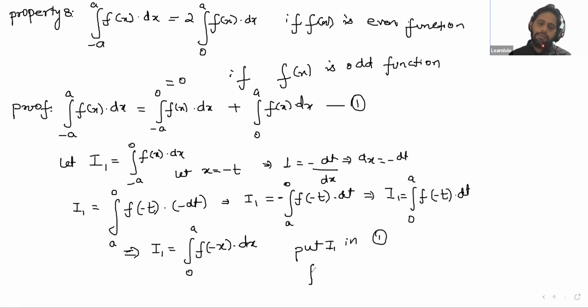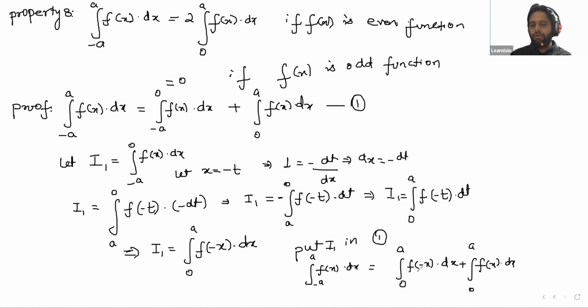So what will happen? Integral from minus a to a of fx dx is equal to integral from 0 to a of f of minus x dx plus integral from 0 to a of fx dx. Now please check: if this is an odd function, then this will become negative and cancel out, and if this is an even function, this will add. Please note down this. Just one last step and the property is complete. Then we will strike questions on the basis of this.